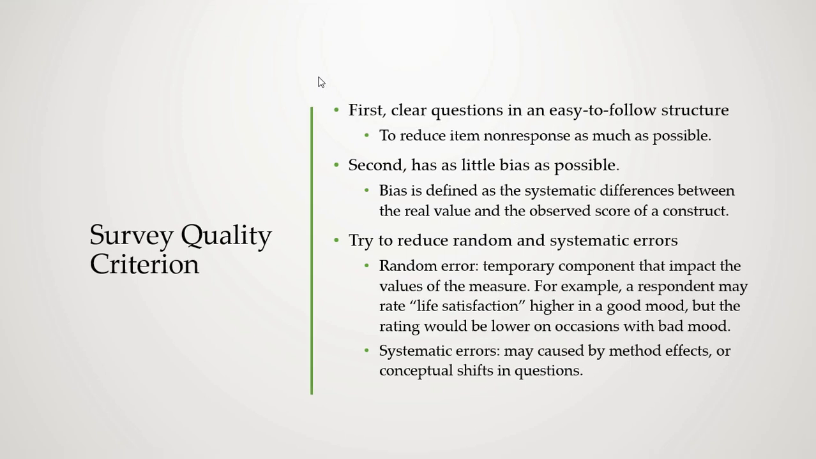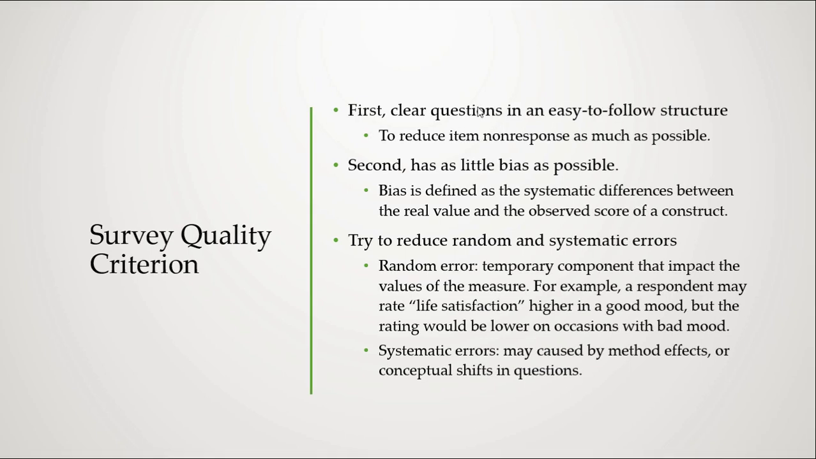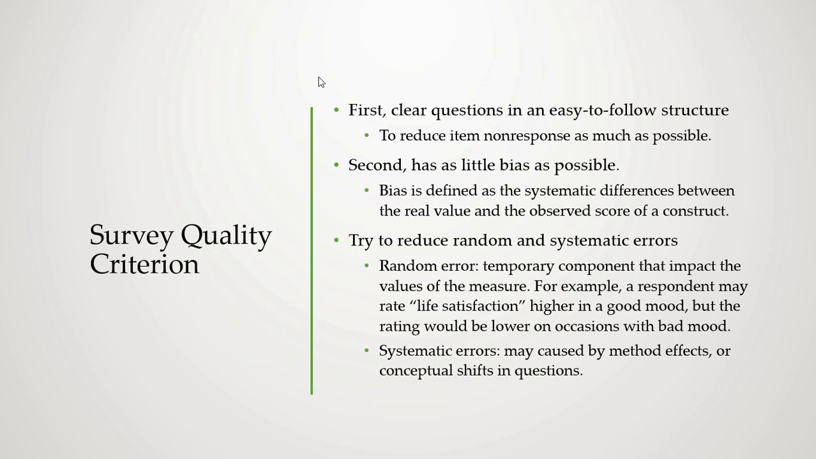When I say that questions should have as little bias as possible, the word bias is defined as the inconsistencies between the real values and the observed scores resulting from the survey. After all the efforts we have put into the survey development, the ultimate goal is to reduce bias and improve accuracy. In order to reduce bias, we need to take into consideration two types of errors.